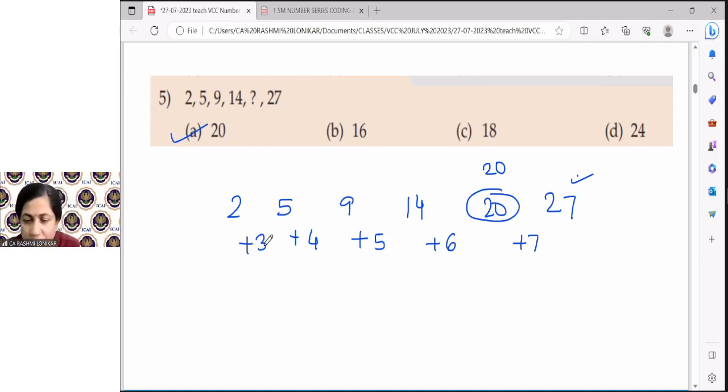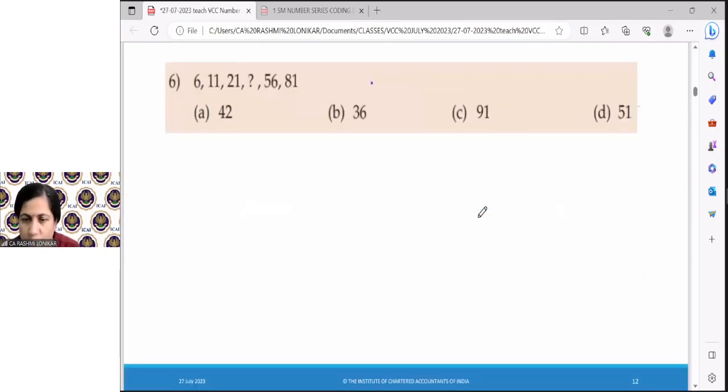Okay. 2 plus 3 is 5. 5 plus 4 is 9. 9 plus 5 is 14. 14 plus 6 is 20. 20 plus 7 will be 27. So I've got the correct answer. Okay. Let us go to the sixth one.